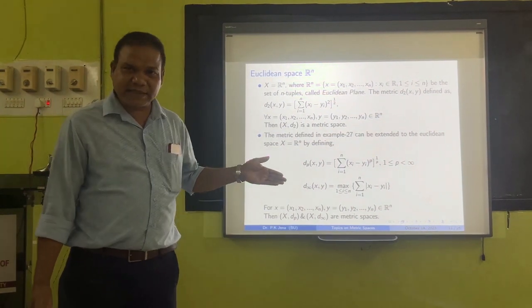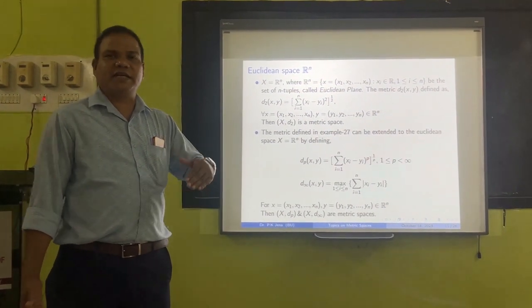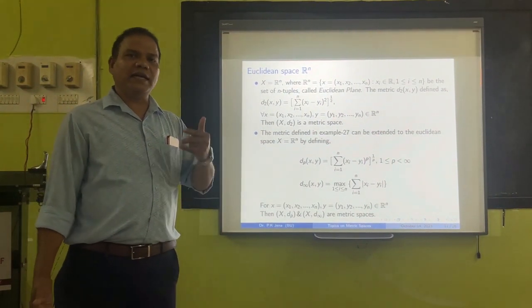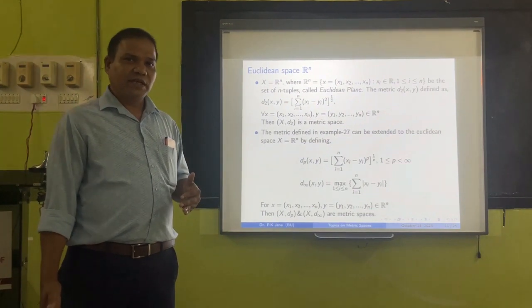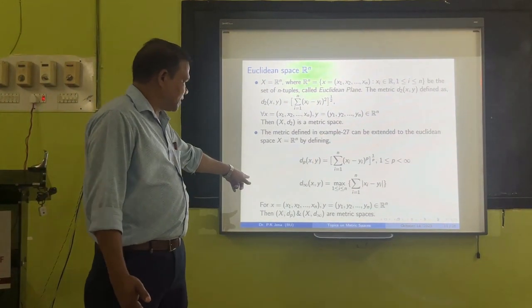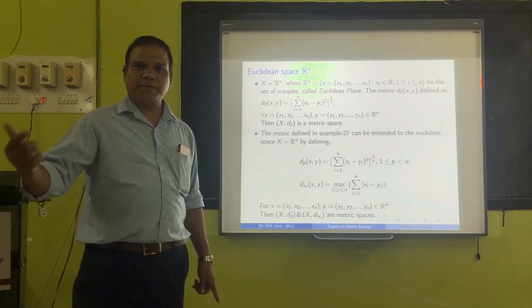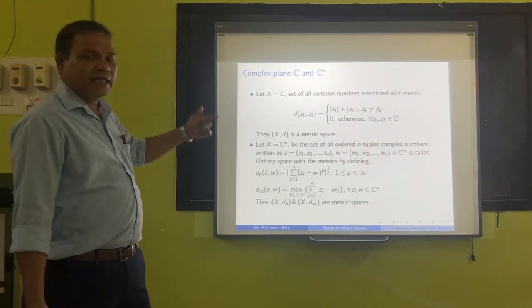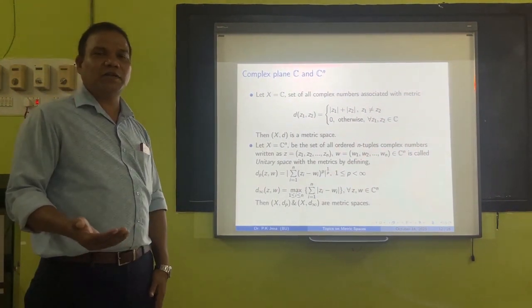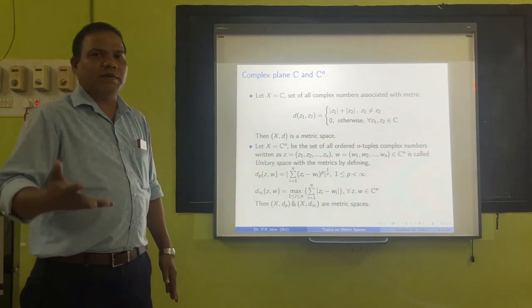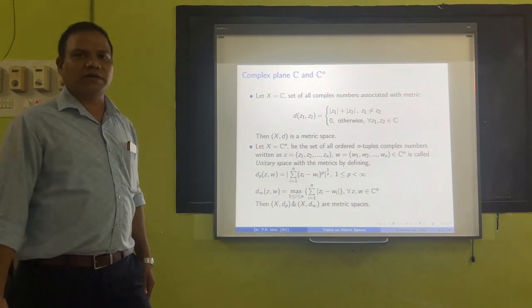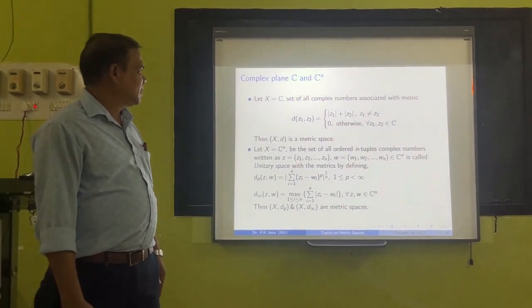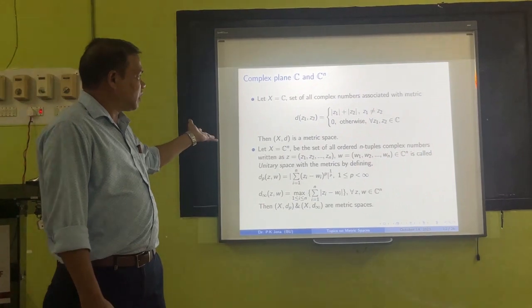The non-empty set X together with the Dp metric, or the non-empty set X together with the D infinity metric, we call these metric spaces. One is a metric space, and the other is also a metric space. Coming to the next example, I was telling you earlier about the complex plane C, the set of all complex numbers. We consider the complex number z equal to x plus iy, where x and y are real numbers. If we take X equal to C, the question arises: what will the metric on it be?